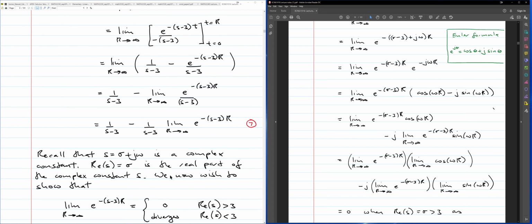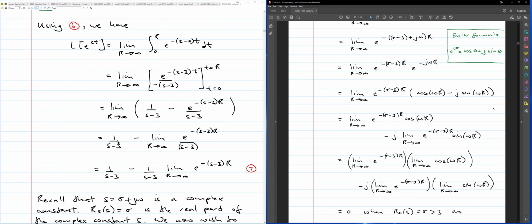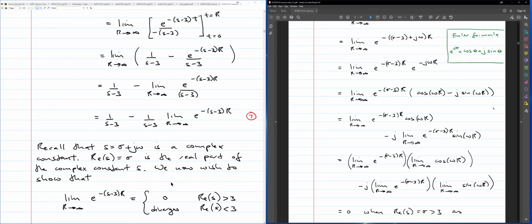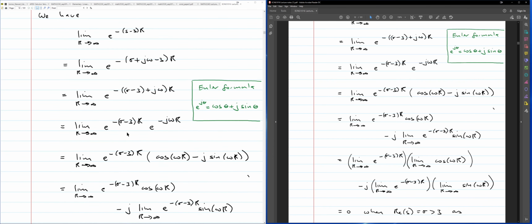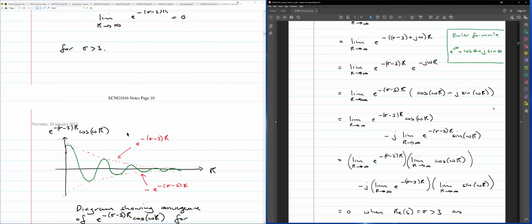So what that tells me here is that my Laplace transform of e to the 3t is going to be equal to 1 on s minus 3. This will drop to 0 provided that the real part of s over here is bigger than 3. Otherwise, I'm going to have divergence, in which case the Laplace transform doesn't exist. And I have that summarized here.